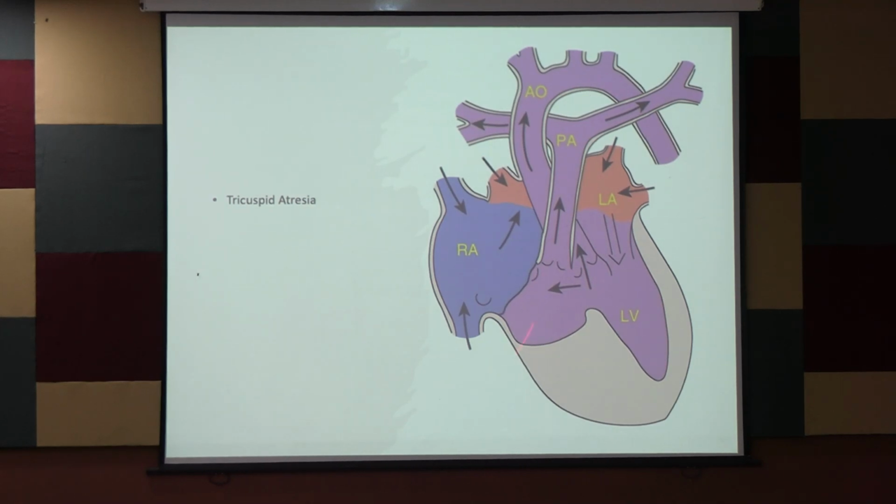Because of the tricuspid atresia, the right ventricle will not get blood from the right atrium. So where will the right ventricle get the blood from? There must be some VSD to supply the blood to the right ventricle. The right ventricle naturally is not functioning properly. It is atretic. Only a small portion of the right ventricle will function.